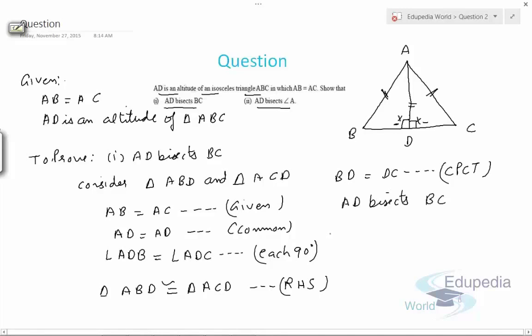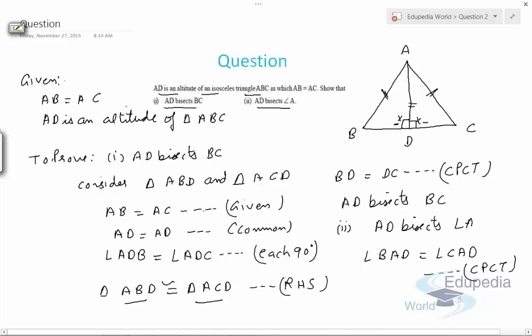Now, the second part says that AD bisects angle A. Again we can prove it through CPCT, since the two triangles ABD and ACD are congruent. So we can say that angle BAD equals angle CAD by CPCT. Okay, so this is how we can prove these types of questions. So let's move on to the next question.